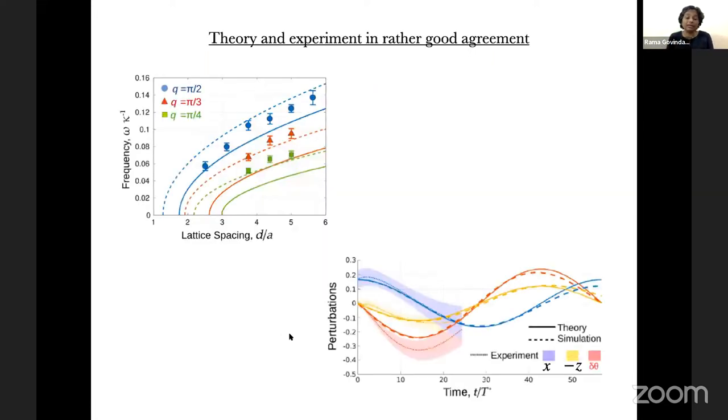Okay, so this whole slide is just to show that experiment and theory are not just matching qualitatively or visually, they're also matching in the frequency of these waves that we calculate.